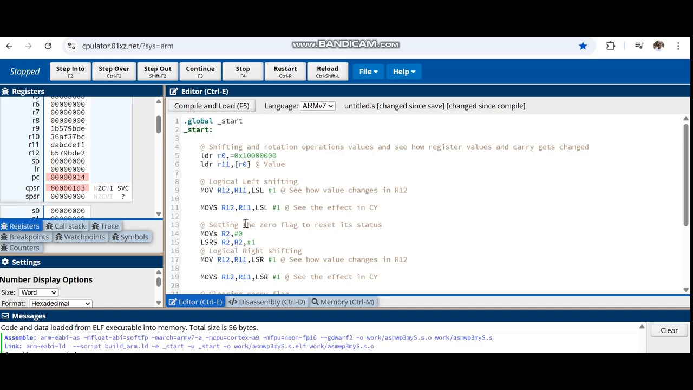So setting the 0 flag. So that is what happens. The carry flag remains at its previous value. The previous value was 1, so it remained there. No change in the carry flag.